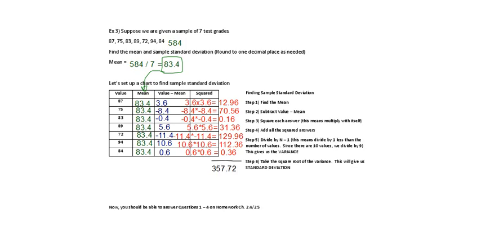Okay, so now we're ready to find the variance. So for the variance, it's going to equal 357.72 divided by 6, because there are only 7 values, so one less than that is 6. And for that, the variance is 59.62. So that part's over.